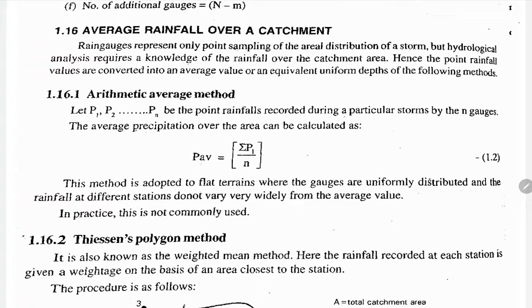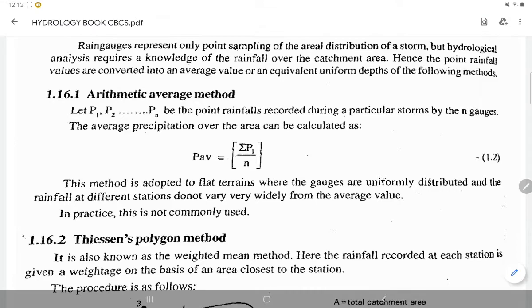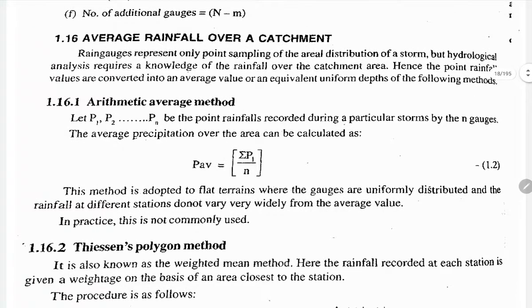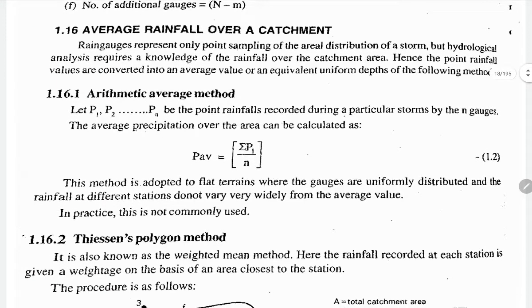The overall average precipitation over an area is calculated using P average equals sum of P divided by n. Sum of P is the sum of the recorded data at the different rain gauges, and n is the number of rain gauges. Using this equation we find the average rainfall. This is the first method.